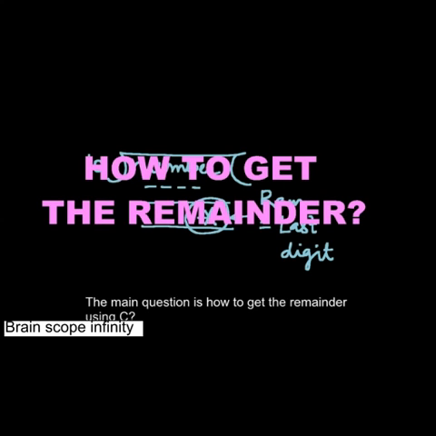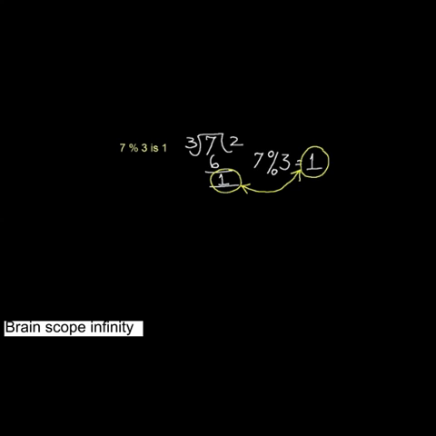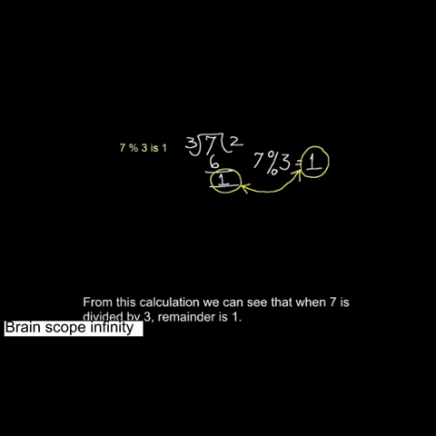The main question is how to get the remainder using C. We have a modulus operator in C. This operator has the same symbol as the percent sign. But it is a different operator. It is nowhere similar to percent. Here 7 modulus 3 is 1. From this calculation we can see that when 7 is divided by 3, the remainder is 1.